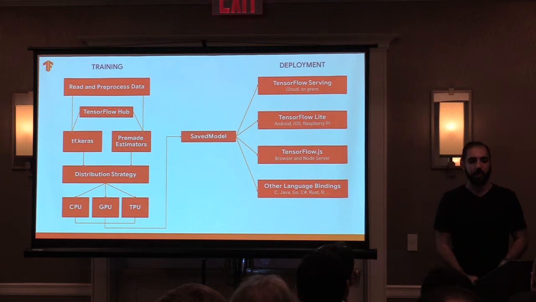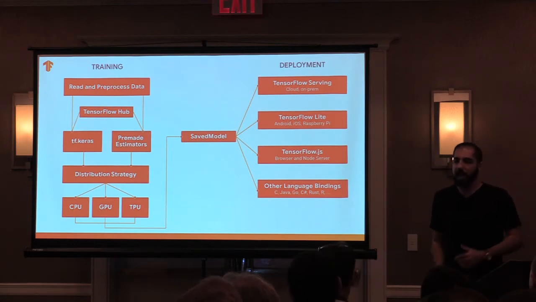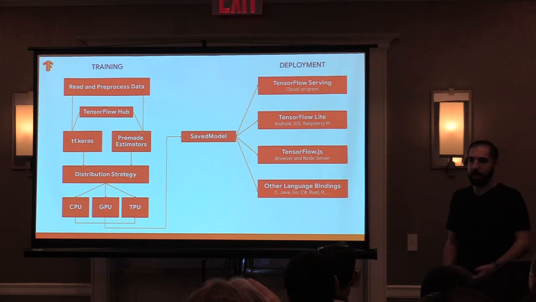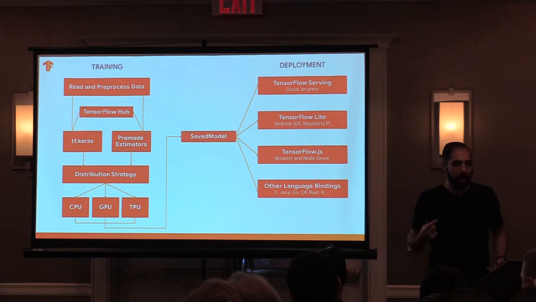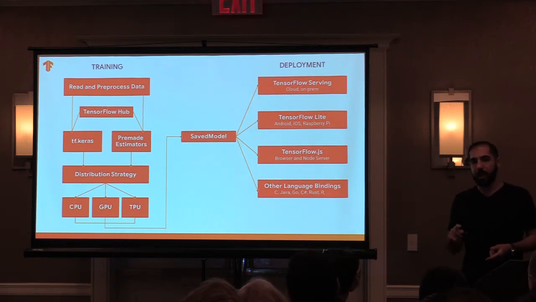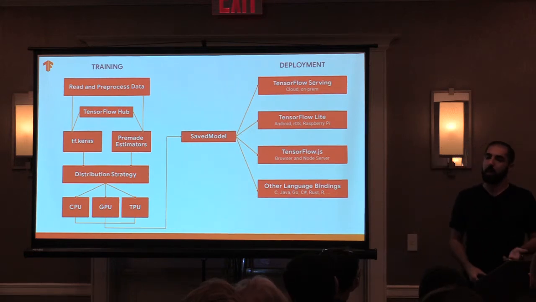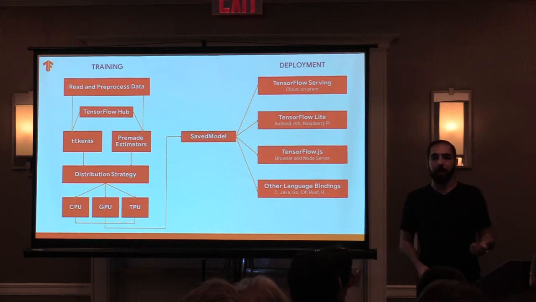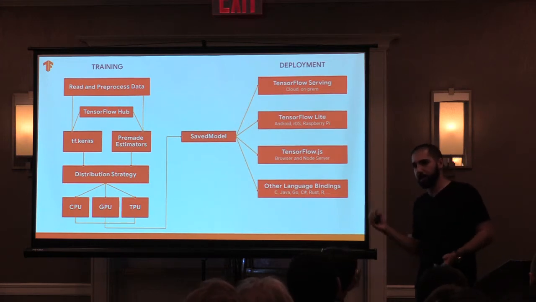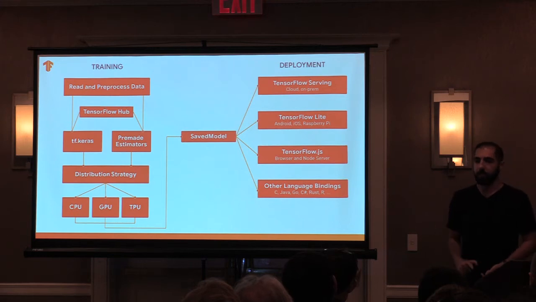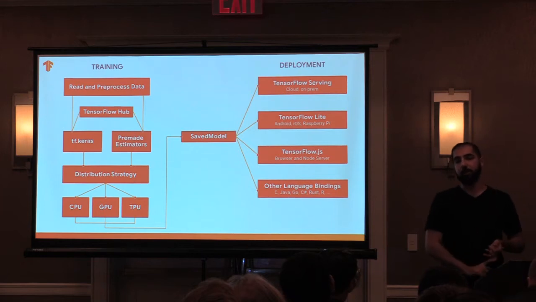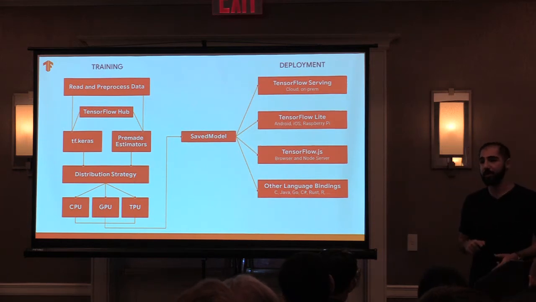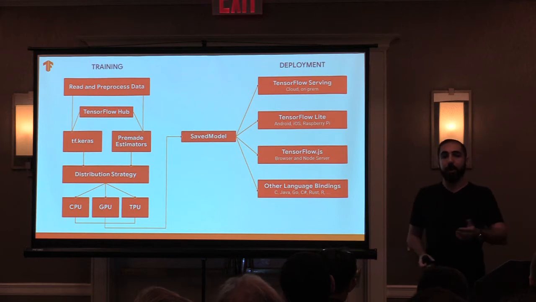And the way that effectively works is, if you look at the top left here, if you're training a model, you'll read and process data. You'll then actually train the model using something like Keras or premade Estimators. You'll then distribute the training across the cores of your laptop, a GPU cluster, a CPU cluster, what have you. But then you can export the model to the SavedModel format, then load it up into any one of the deployment methods that we talked about before. So TensorFlow Serving, which is part of TensorFlow Extended, TensorFlow Lite, TensorFlow.js. But then also we have other language bindings, languages such as C, Java, and Go. And this is all using the same model.